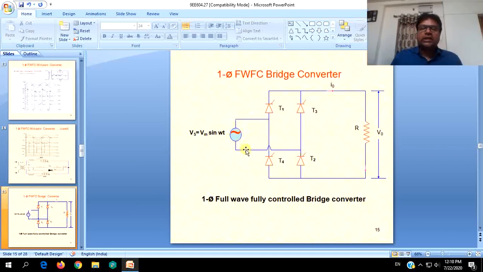So during the negative half cycle, T3 and T4 are forward biased, whereas T1 and T2 will be reverse biased, which will not conduct. T3 and T4, which are forward biased, will be triggered at the required firing angle alpha, then they will conduct. In both the cases, the direction of current through the load is the same. In this figure, it is top to bottom, that is unidirectional current, so you have achieved DC current to flow through the load. Even the load voltage is also in the same direction.